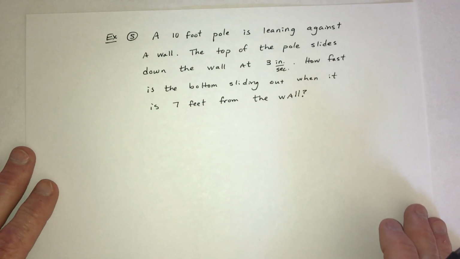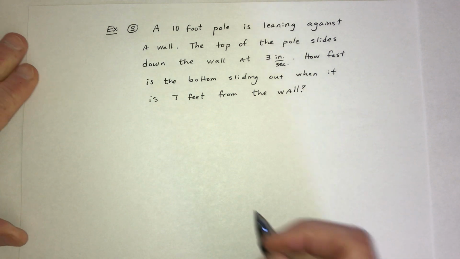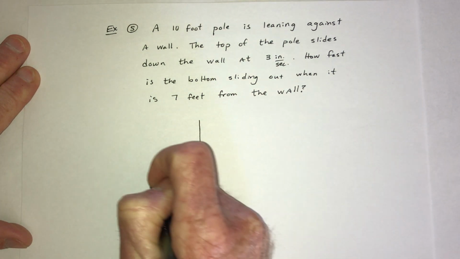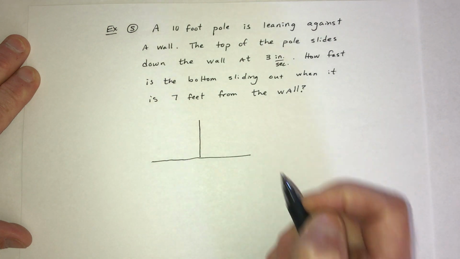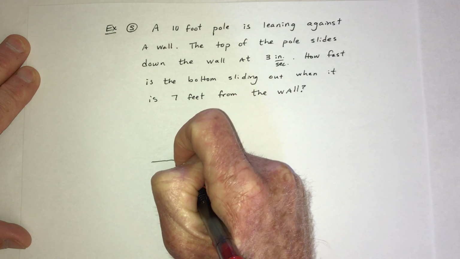And one last one, number 5. Suppose that you take a pole or some other straight object and you lean it against a wall. And then for some reason, somebody greased the wall and the pole starts sliding down the wall. So we have a wall right here, and this could be the ground. And then the pole is leaning against the wall like this.